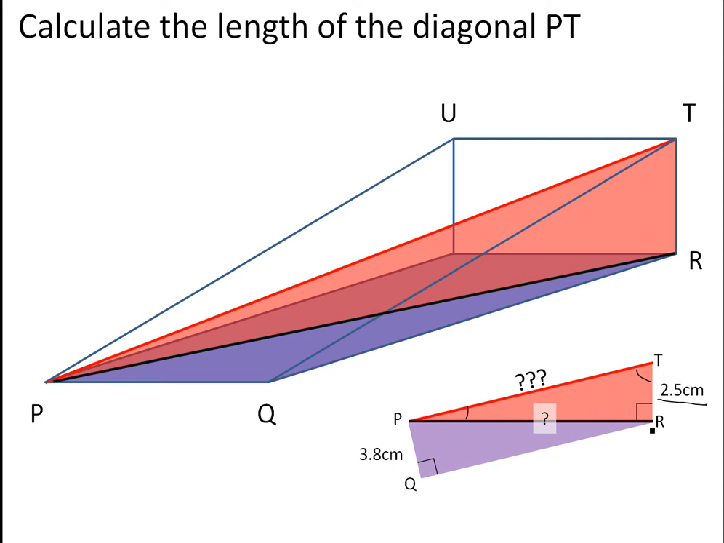So what do I do? I need to see whether QR is part of another triangle. It is. It's part of QRT. If you look back at the wedge, it's part of that face there. And I have some information given to me about that. I have that angle RQT is 6 degrees and the RT is 2.5 centimeters. That is enough information to start working out QR. I've got two pieces of information. I can use trigonometry to work out QR.